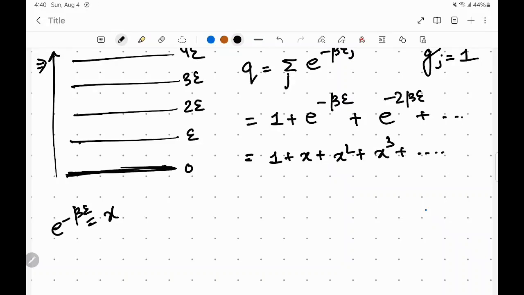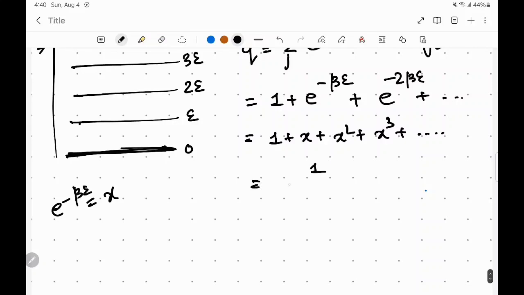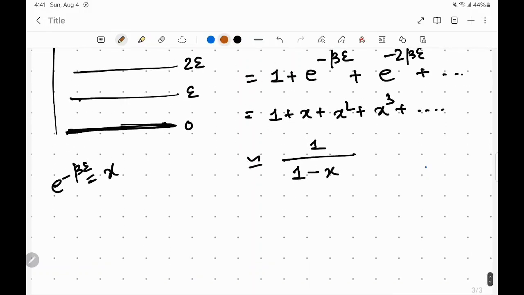Okay, like this. So you can write it as 1 by 1 minus x. You can approximate this because you are first year. Have you studied series and sequences? Probably not. Yes, you have studied series and sequences. Okay, great. So you know this.